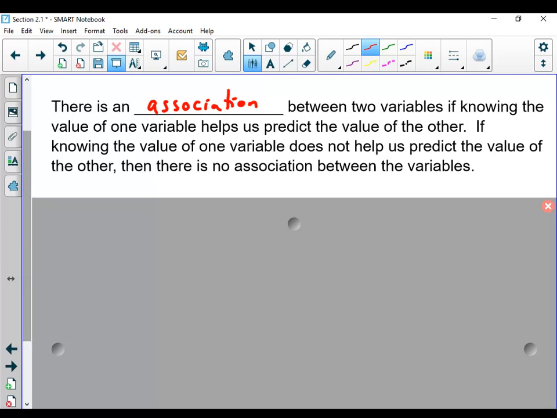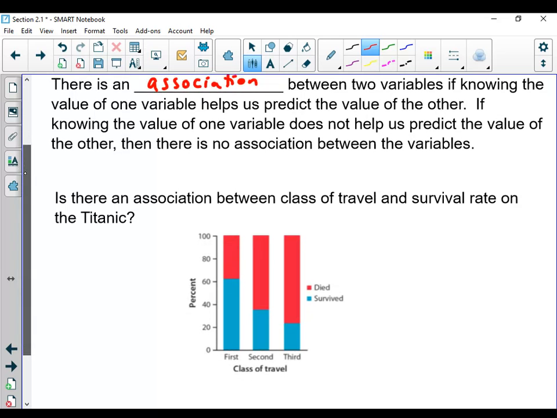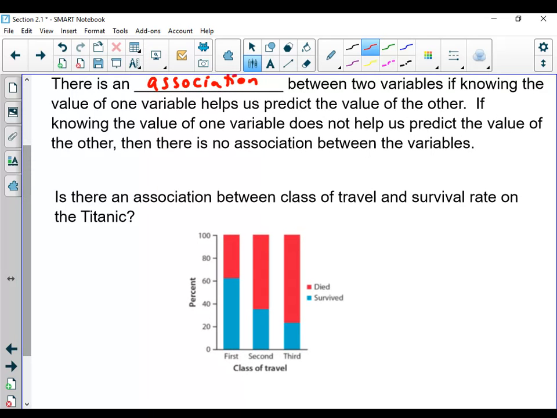So let's take this example. I have the segmented bar chart that we just made. What we're going to try to figure out is, is there an association between the class of travel and the survival rate? In other words, do we think how they traveled, 1st class, 2nd class, or 3rd class, affected whether they survived or not? So, Caleb, what do you think?